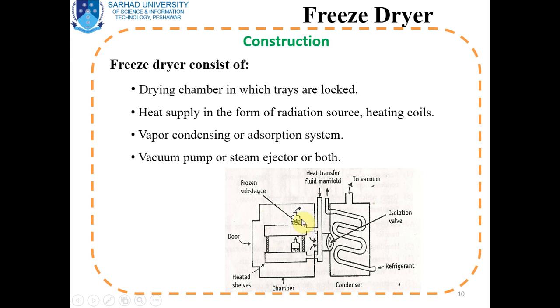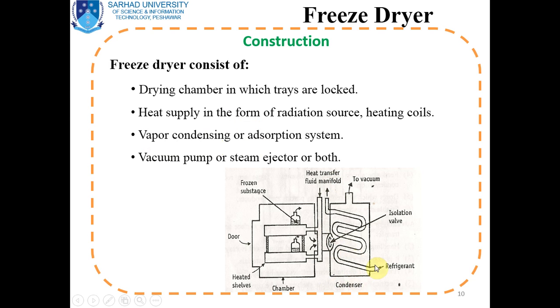In the trays the frozen substances are kept, and this is termed as one part, the drying chamber. The second one is the heat supply in the form of a radiation source, that is heating coils. It is a heating source because heat is to be supplied. The heating coils are there in the freeze dryer. The vapor condensing or absorption system is there, that is a condenser on the right side.